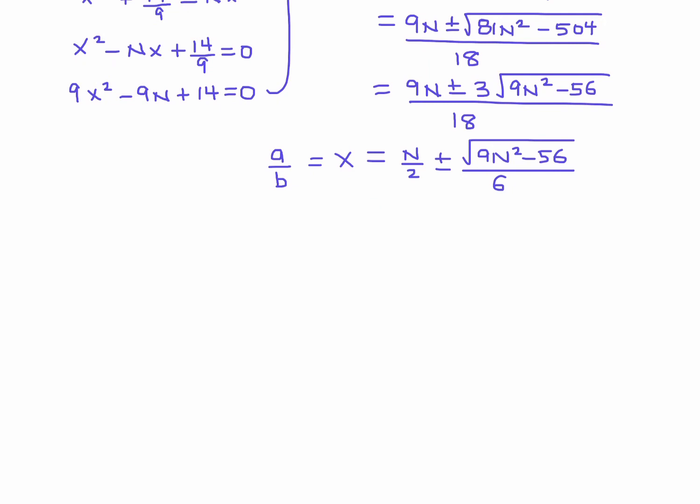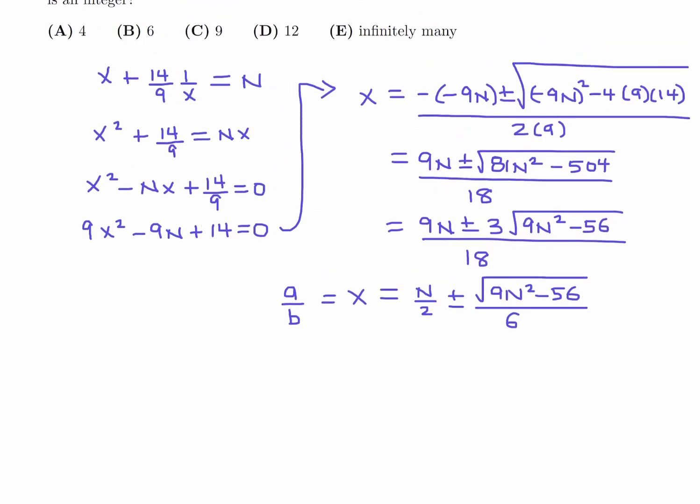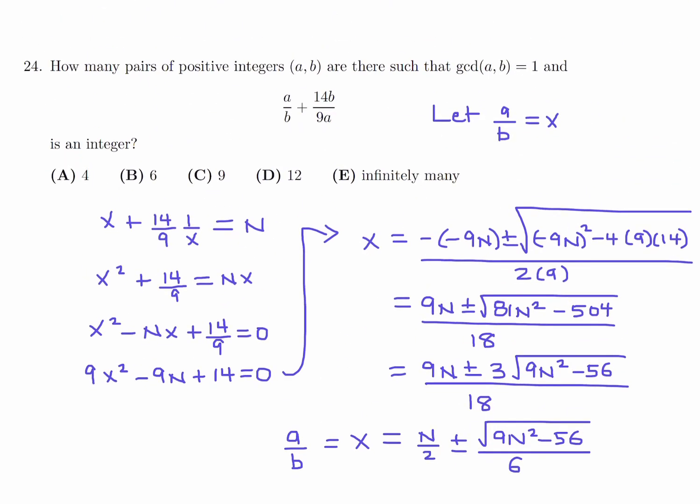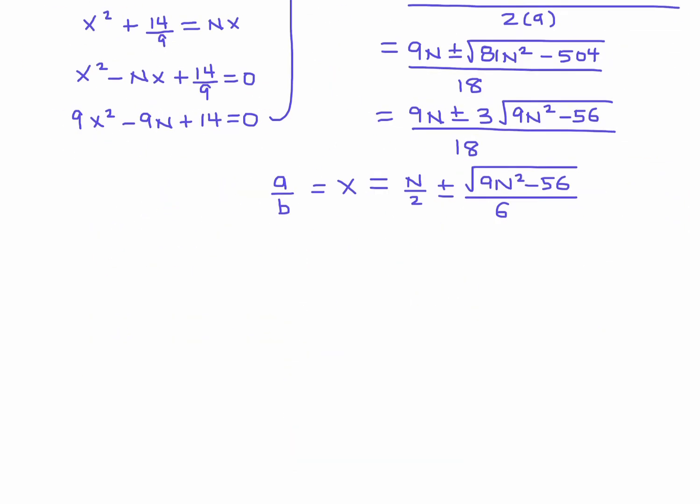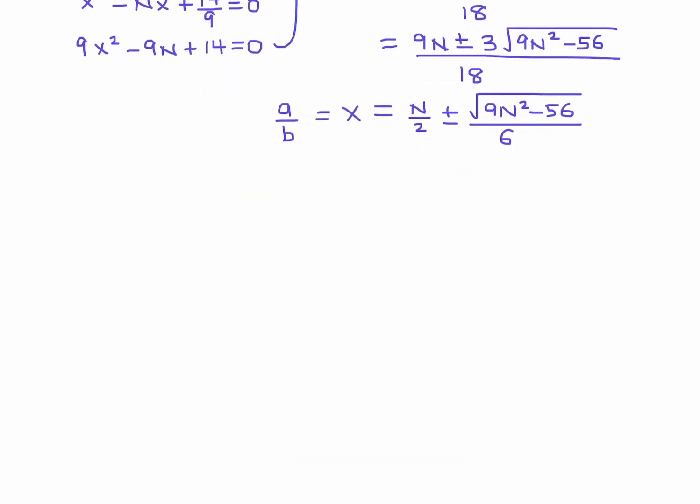A over b is basically, if you read the question, a fraction containing two positive integers, right? So it could be 4 and whatever, 2 and 3, 1 and 7, I don't know. So this is basically a rational number, and that is equal to this. So the only way this can be a rational number is if we somehow get rid of this square root. We can't have a square root in the answer because that would not make it rational. So the only way that square root disappears is if what is inside the square root is a perfect square.